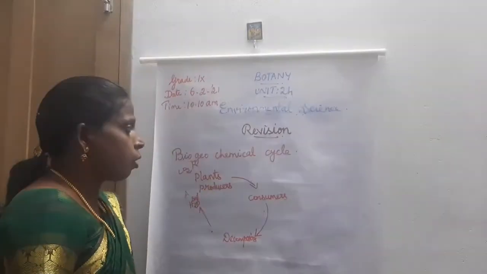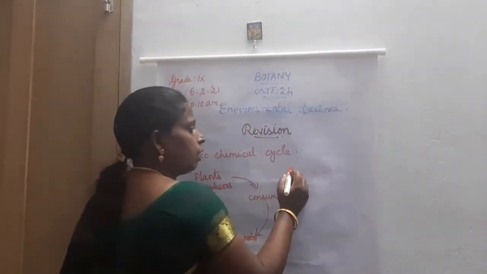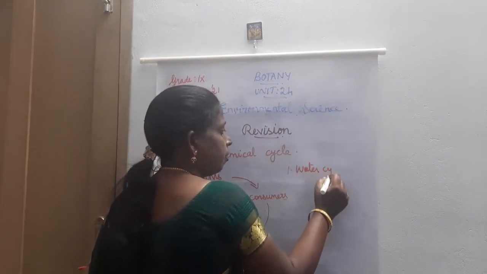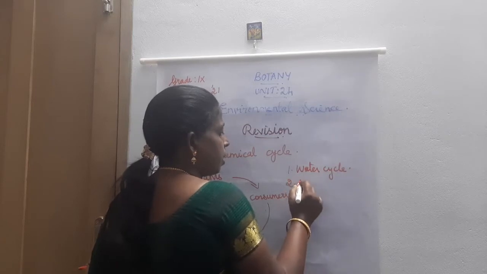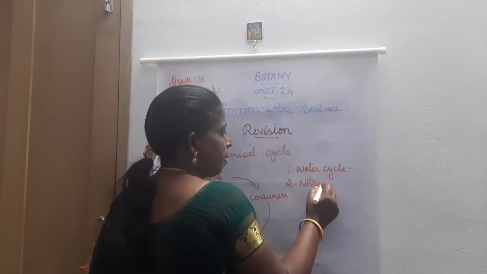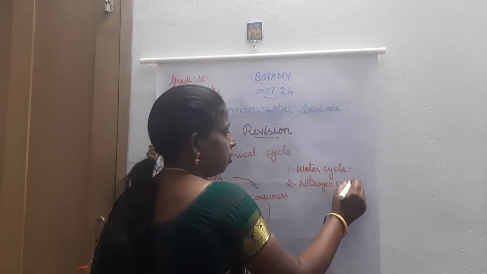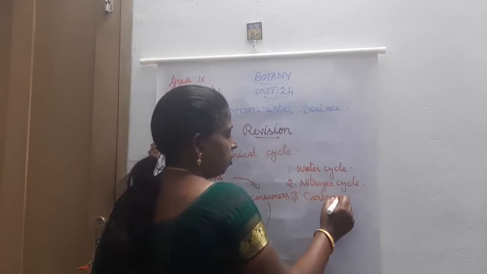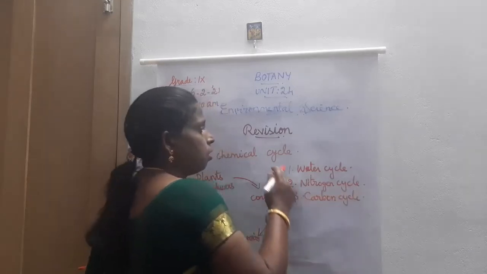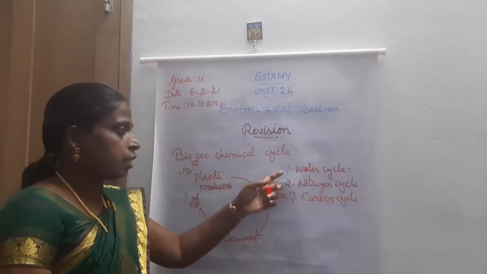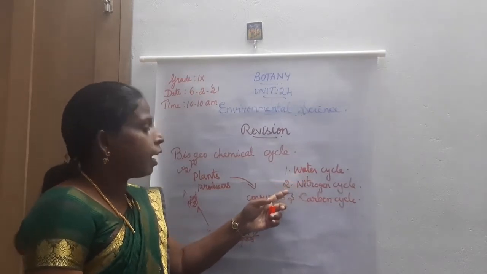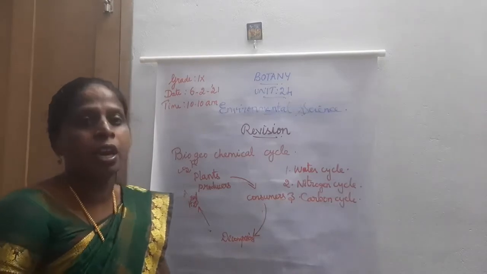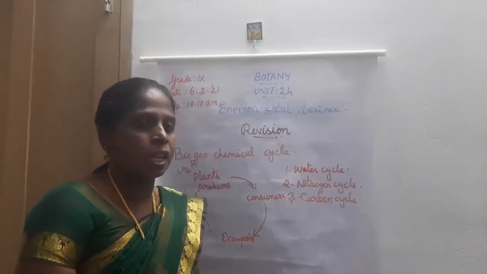This biogeochemical cycle consists of three types: first the water cycle, second the nitrogen cycle, third the carbon cycle. So the biogeochemical cycle has three types. They are the water cycle, nitrogen cycle, and carbon cycle. Today we are going to revise the portion, the water cycle.